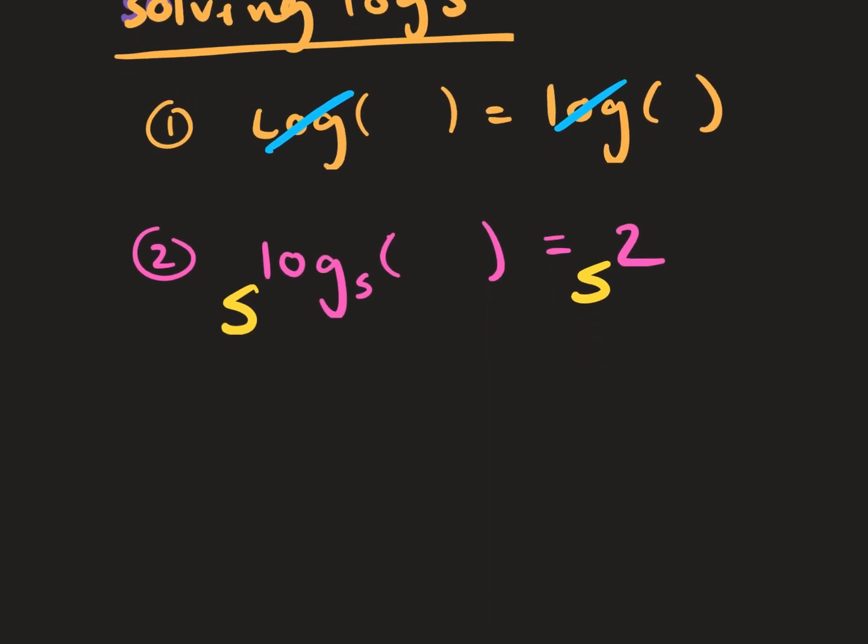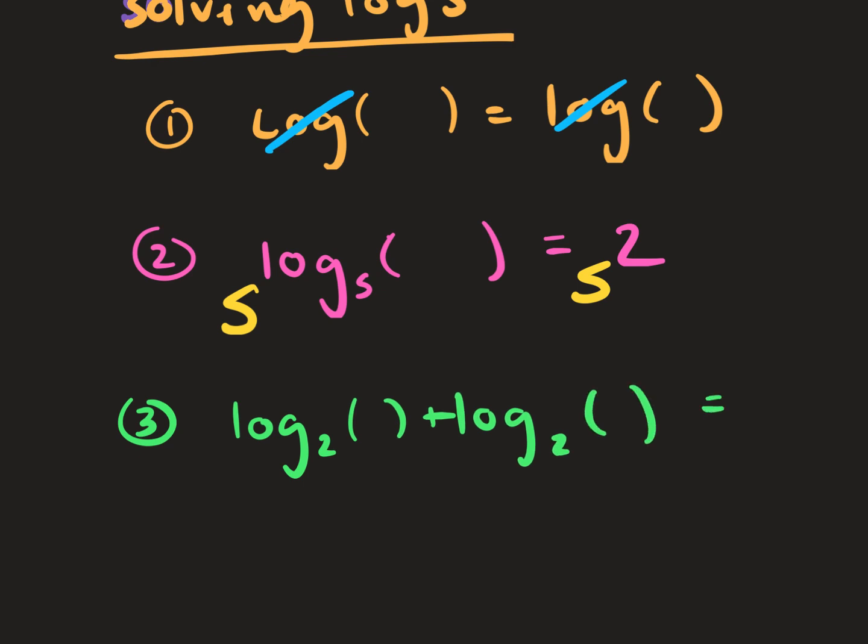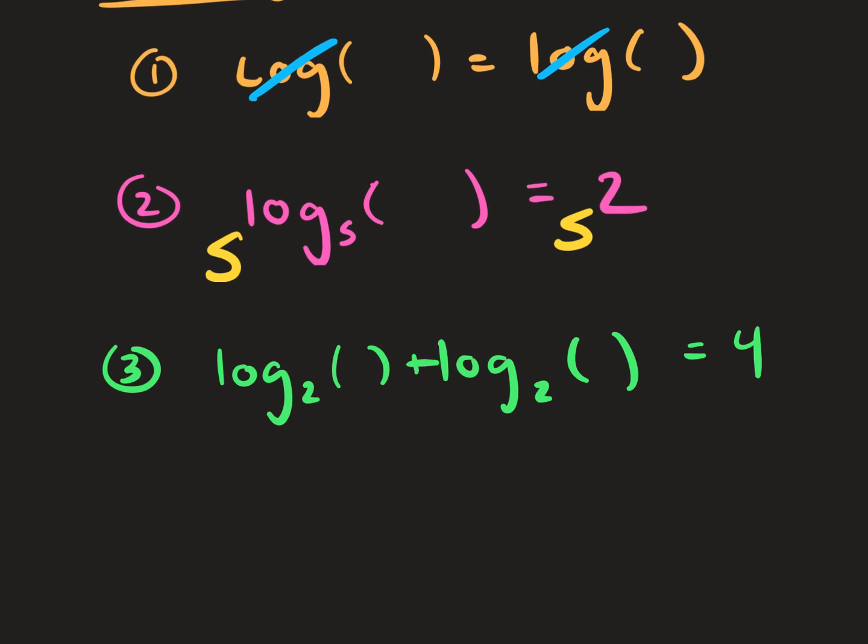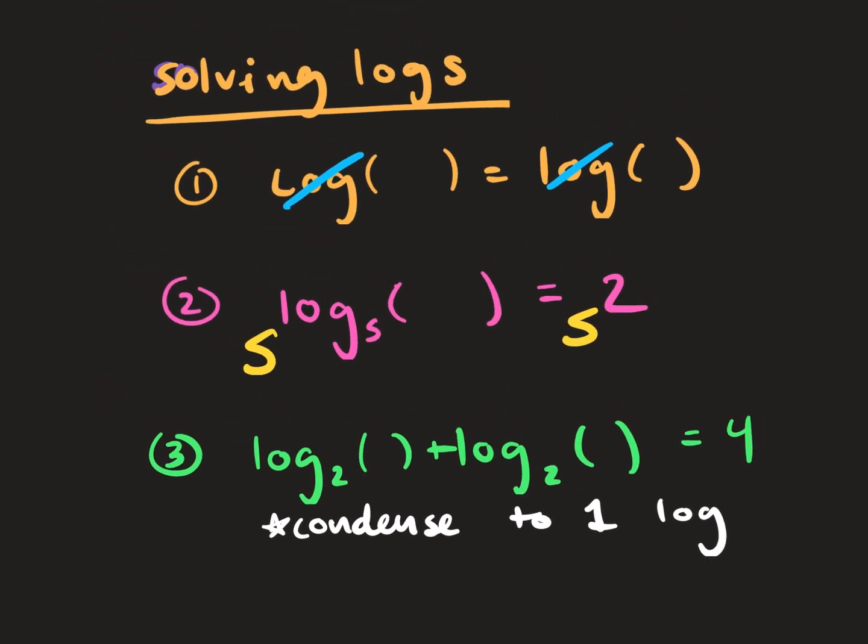And then the third case we have is if we have two logs on one side. So let's say we had log base 2 plus log base 2 is equal to 4. What would I need to do here? Awesome. Condense to one log. And then we do the same thing that we did in the second case where we just make the big base whatever our little base is to get it to cancel out. So these are the 3 cases that you'll see when solving logs.